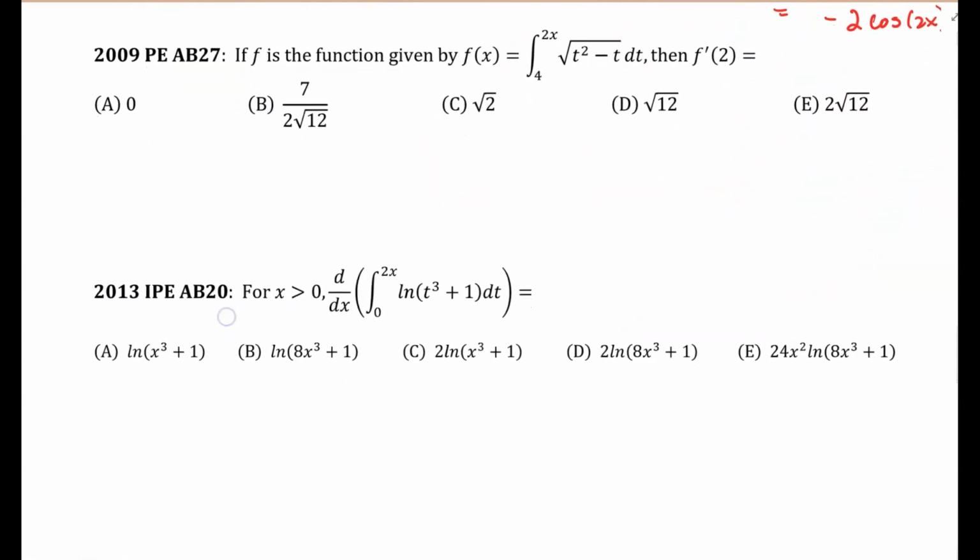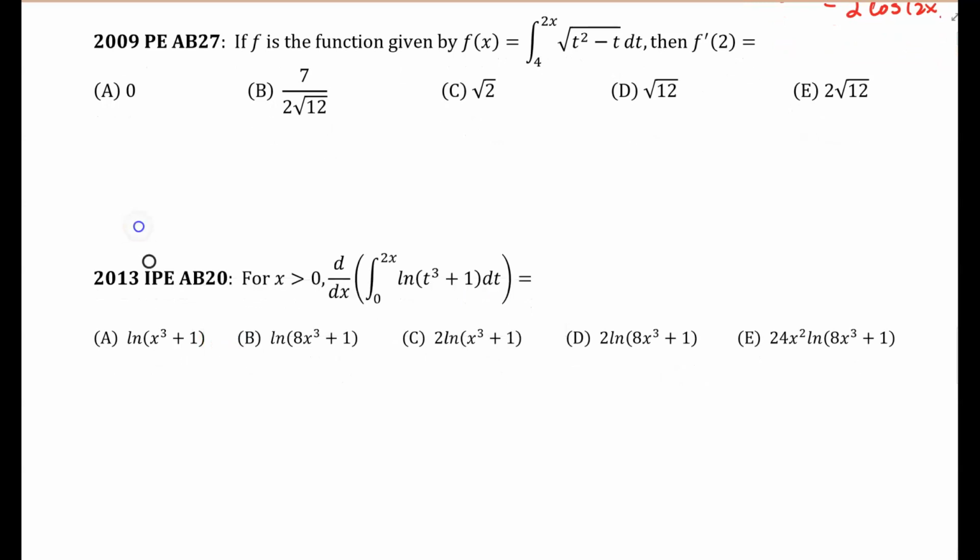Here is an actual AP exam question from the practice exam, the 2009 number 27. It says, if f is the function given by f of x equals the integral from 4 to 2x of the square root of t squared minus t dt, then what is f prime of 2? Well, in order to get f prime of 2, I need f prime of x first, and I'm taking the derivative of an integral. Oh, hey, it's like we were just talking about this.